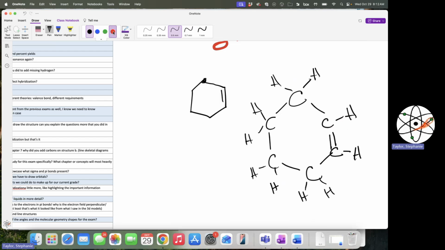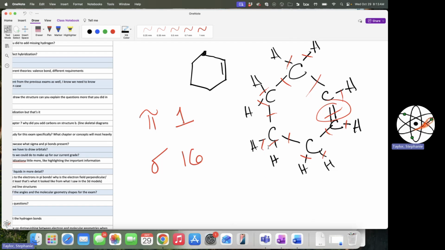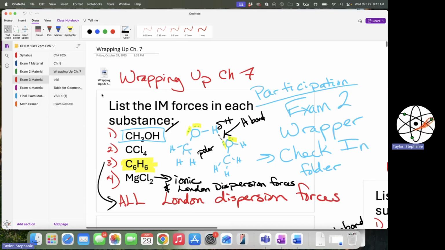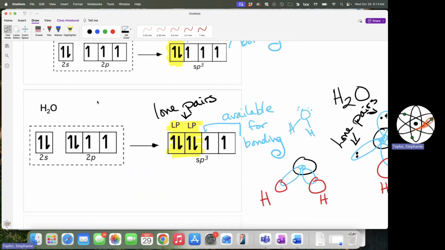So for pi bonds, we just need to count the one double bond here. So there's only one pi bond. For sigma, on the other hand, I have to count 1, 2, 3, 4, 5, 6, 7, 8, 9, 10, 11, 12, 13, 14, 15, 16. I hope that's correct. So double bonds have one sigma and one pi. Single bonds only have a sigma bond. When we talk about sigma bonds and pi bonds in general, one of the things to keep in mind with sigma bonds is that sigma bonds are, where are the pictures that I like?